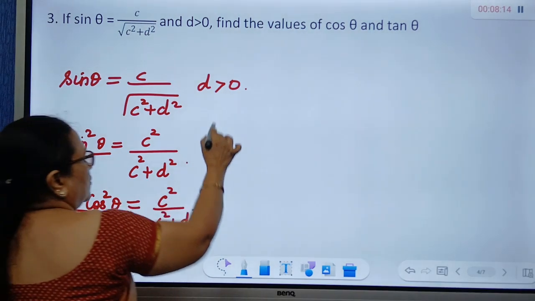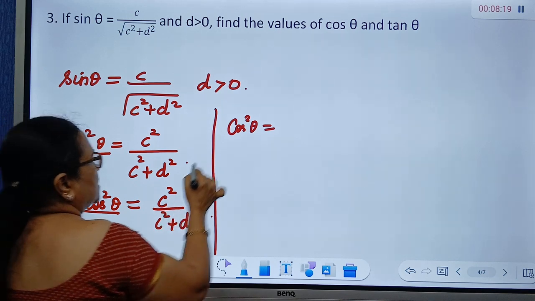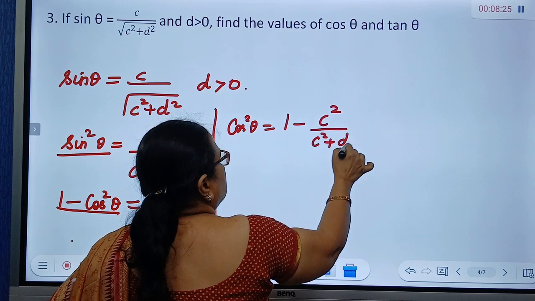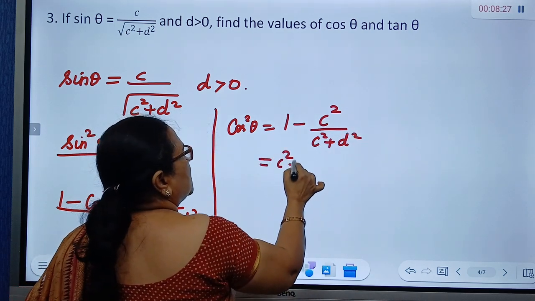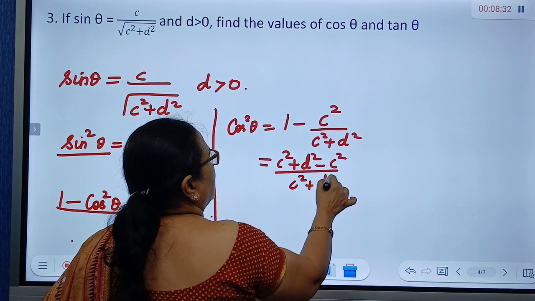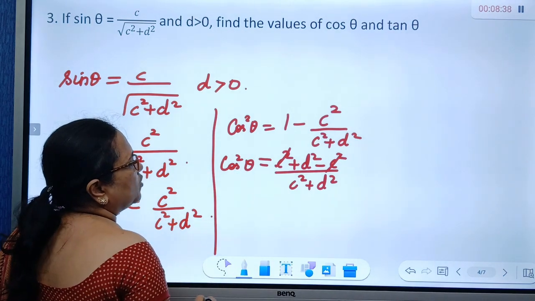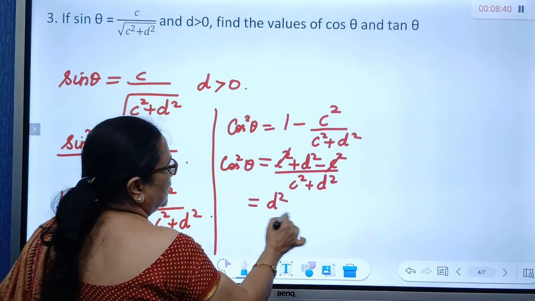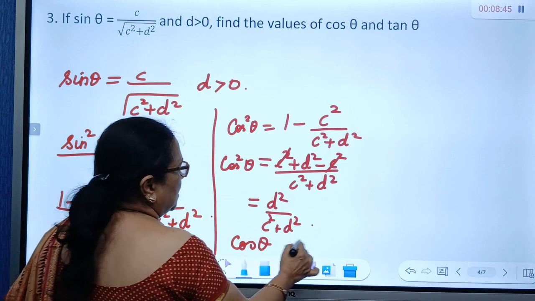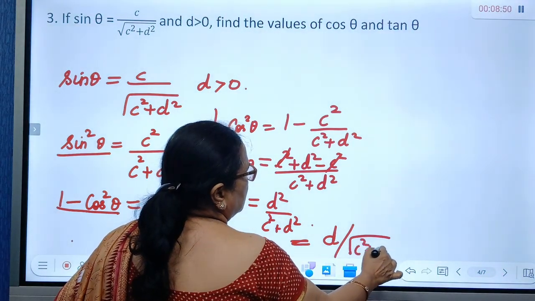Therefore, cos square theta will be, I am taking cos square theta to this side, you will get 1 by c square plus d square, which is c square plus d square minus c square by c square plus d square. So cos square theta equal to d square by c square plus d square, which means cos theta is equal to d by root of c square plus d square.